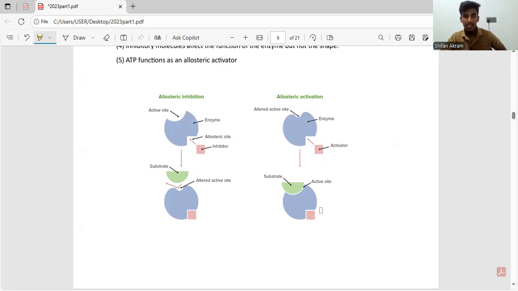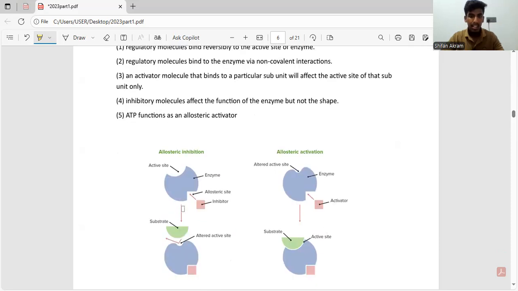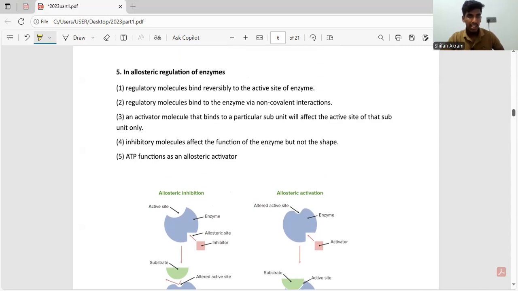So when the activator binds, the active site is working and the substrate can bind to the active site and the product is formed. So this is the summary. Now let's go through the answers. Regulatory molecules bind reversibly to the active site of the enzyme. We know the inhibitor and activator are the regulatory molecules, and they bind to the allosteric site, not the active site. So we can eliminate this answer.